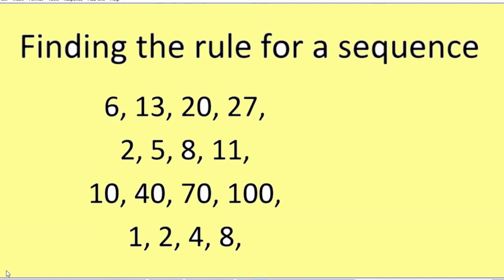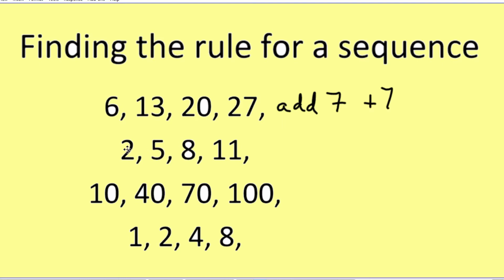Okay, so the next sort of question is finding the rule. So here we've got a rule. So we're not trying to find any extra numbers, so read the question carefully, we're trying to find what we're doing each time. So here, from 6 to 13, from 13 to 20, and from 20 to 27, we can see we are adding 7 each time. Okay, so you can write that, or you can write add 7.